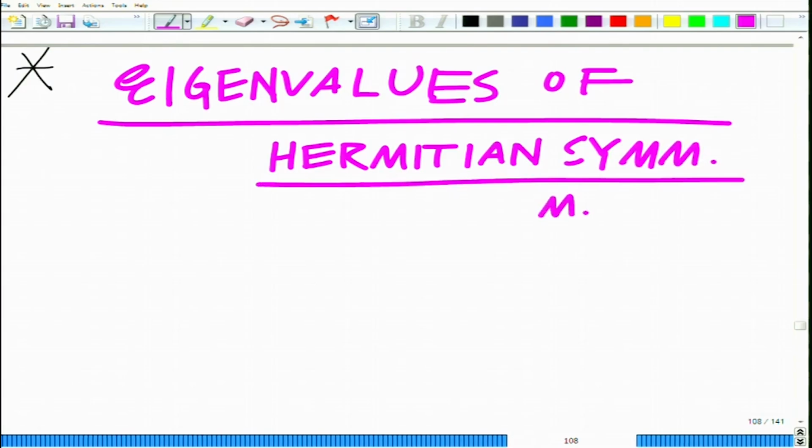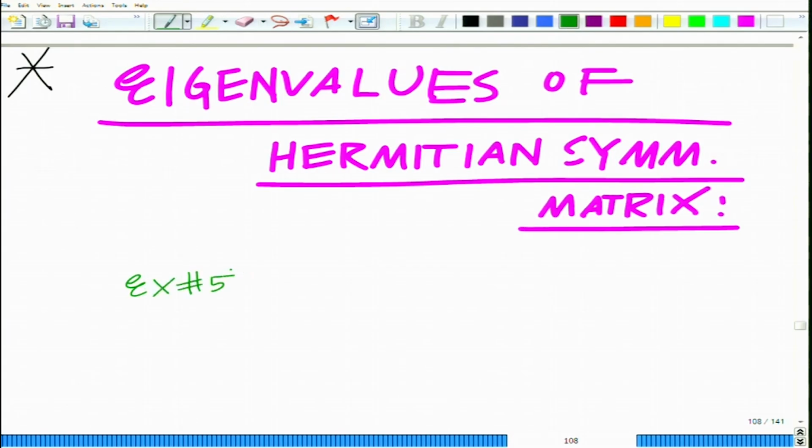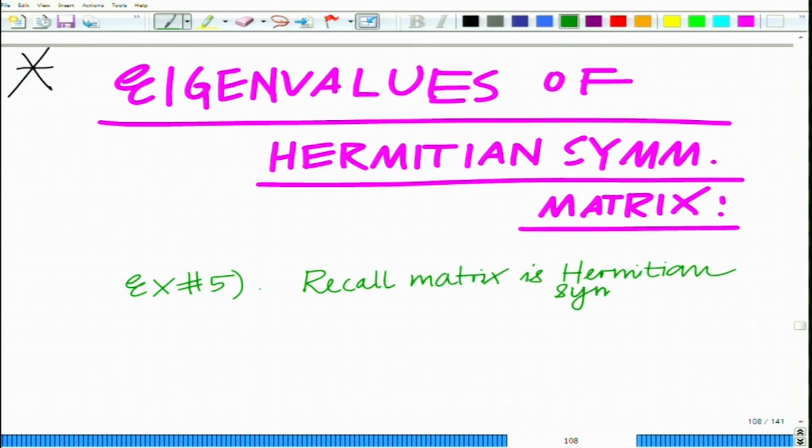Hermitian symmetric. That is, if a matrix is Hermitian symmetric, we know. So, this is our example number 5. So, recall, a matrix is Hermitian symmetric if A equals A Hermitian.